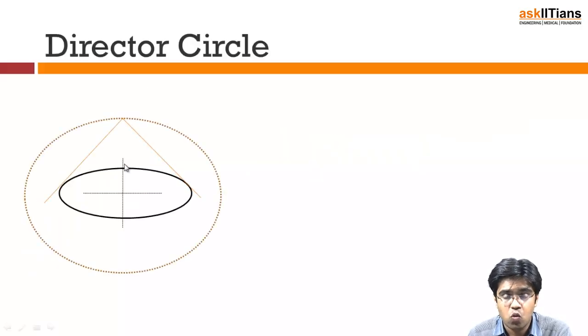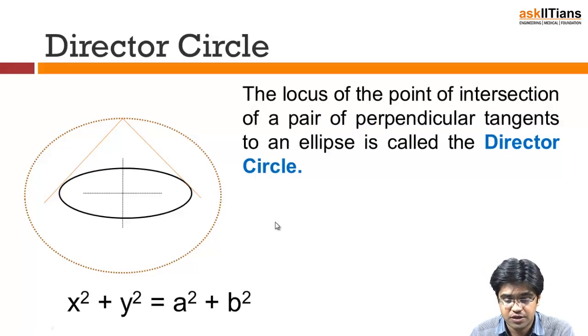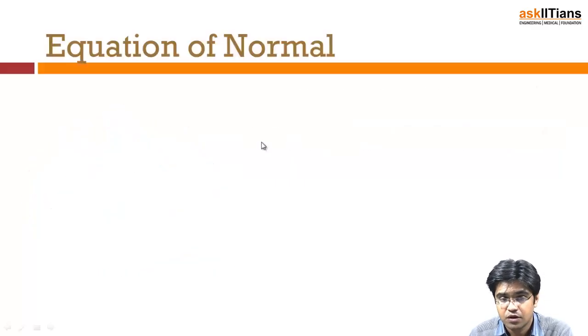Now we'll move on to what is the director circle. The director circle is the locus of the point of intersection of perpendicular tangents. The locus of the point of intersection of a pair of tangents that are perpendicular to each other is called the director circle. The equation of the director circle, as we derived in the last question, is x square plus y square is equal to a square plus b square. So remember, this was h comma k in our previous question whose locus we derived.